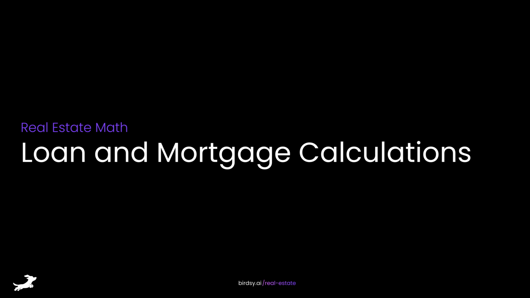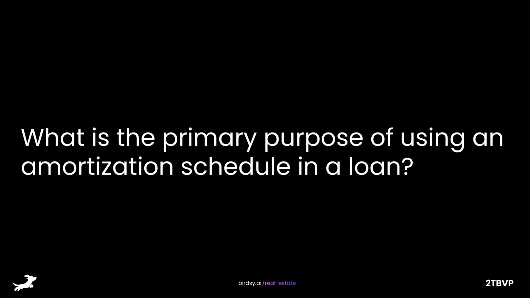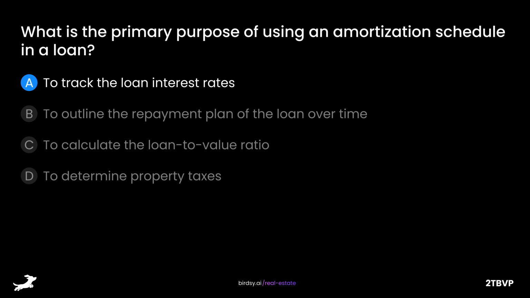Loan and mortgage calculations. What is the primary purpose of using an amortization schedule in a loan? Is it A, to track the loan interest rates, B, to outline the repayment plan of the loan over time, C, to calculate the loan-to-value ratio, or D, to determine property taxes? The answer is B, to outline the repayment plan of the loan over time.